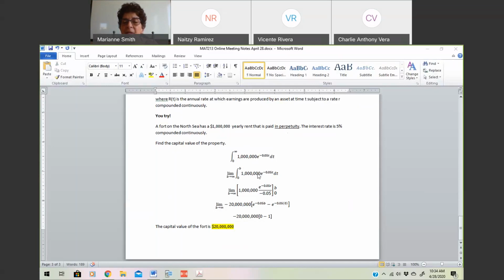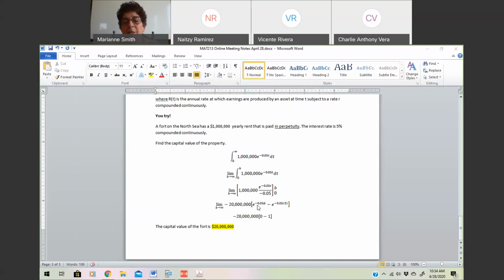Remember, this is easy. Pull through the 1 million. The antiderivative of e to the minus 0.05t is e to the minus 0.05t over minus 0.05, evaluated from 0 to b. I'm going to take the million and divide it by negative 0.05. That gives me negative 20 million. I'm doing that so I can pull the coefficient out and not have to get it involved with the upper bound minus lower bound, right? The negative 20 million applies to both of them.